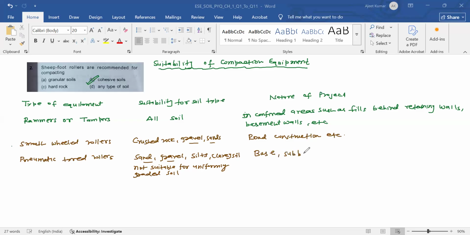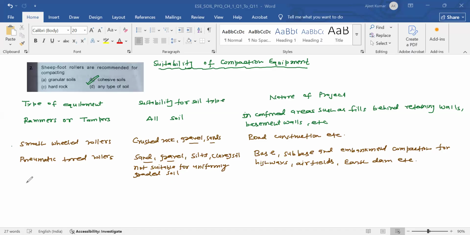And the nature of project is base, subbase, and embankment compaction for highways, airfields, etc. Earth dam, etc.